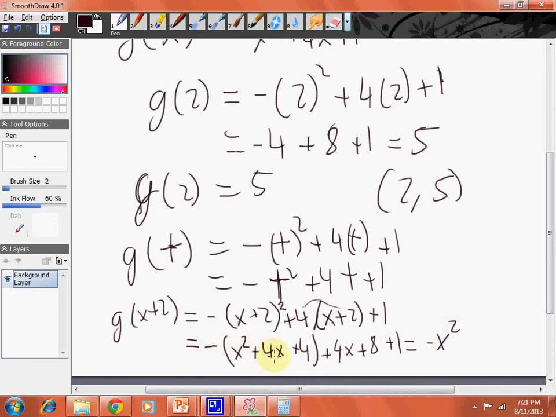This is going to give us a negative 4x. This is going to give us positive 4x, so that just goes away completely. That's negative 4. That's a positive 8, which is a 4. Plus 1 is 5, so plus 5. And there we have it. G of x plus 2 is negative x squared plus 5.